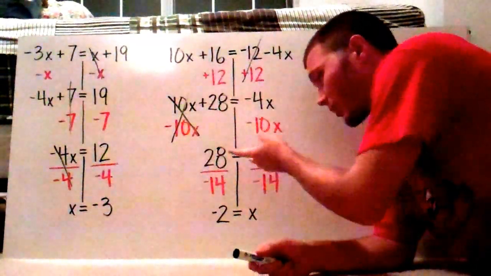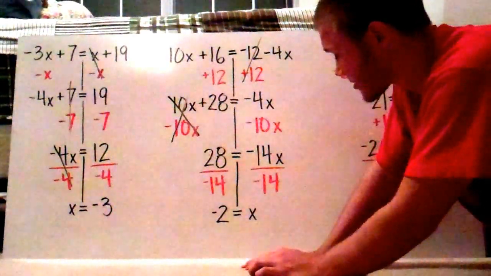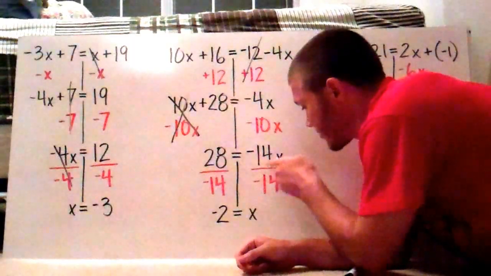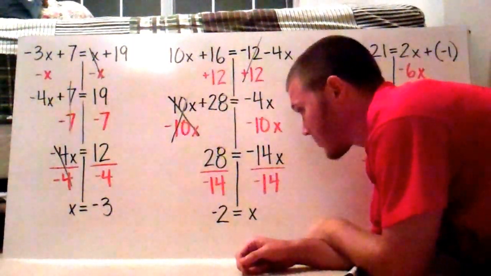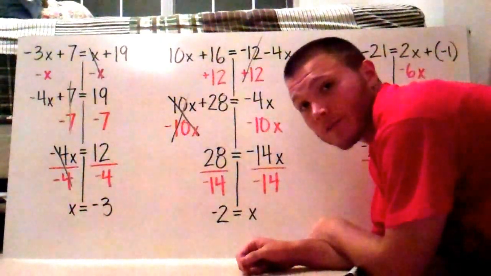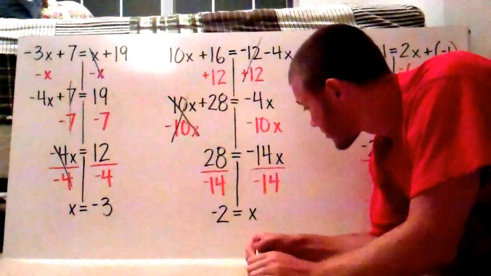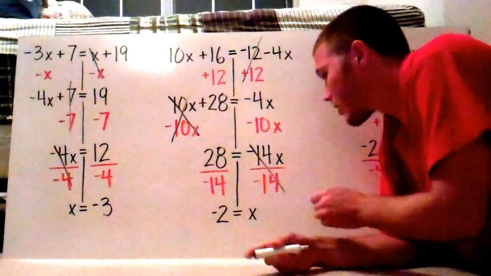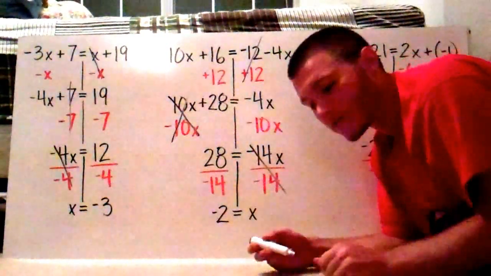And the last step, we're down to a one-step equation. Negative 14x. Well, this is multiplication being used right here. The opposite of multiplication is division. So, I'm going to cancel out the negative 14 times x, so I'm going to do divided by negative 14. And since I did it on this side, I'm going to do it on that side also. So these are going to cancel. All I'm going to be left with is x, and 28 divided by negative 14 is negative 2.